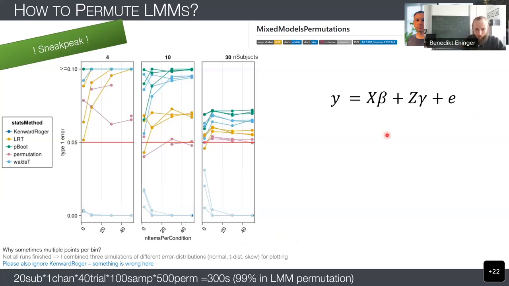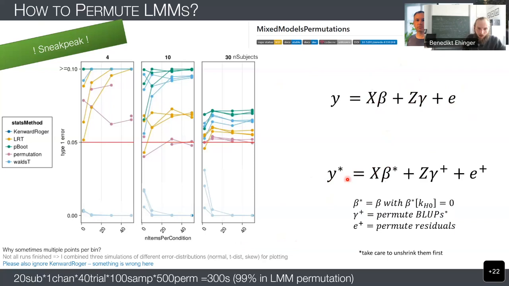So what are we actually doing? This is for people who are a little bit more familiar, of course. This is the typical formula of a mixed model. You have the fixed effects with a design matrix, and this is where the random effects live in. So this is where the subject information comes in, right? So what are we permuting? We need to permute two things.